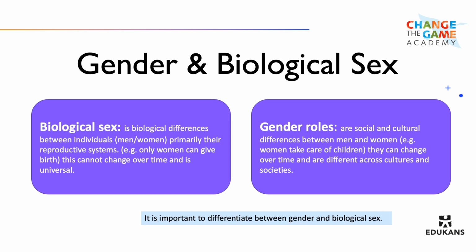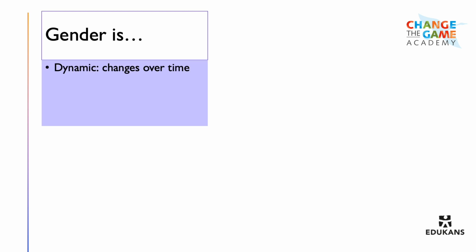It is important to differentiate between gender and biological sex. To conclude, gender is dynamic and changes over time, and gender is culturally bound. Biological sex is based on the reproductive aspects of the body, and on chromosome differences.